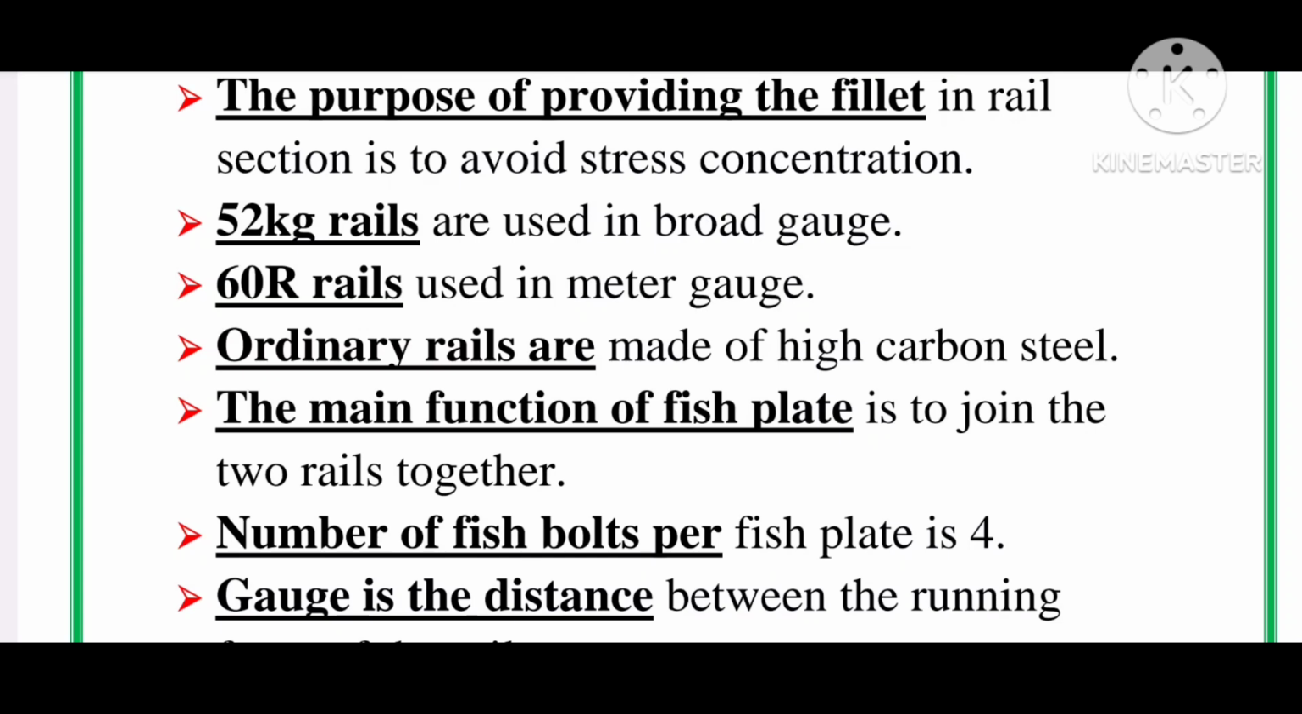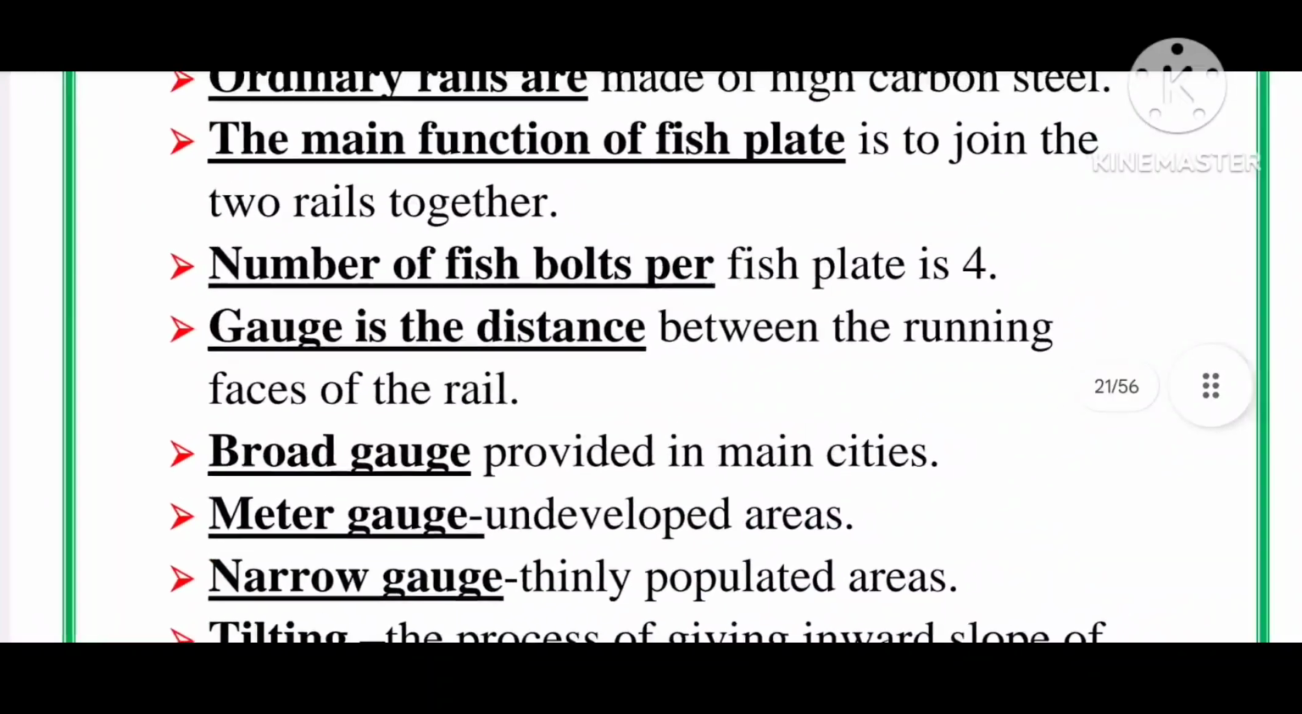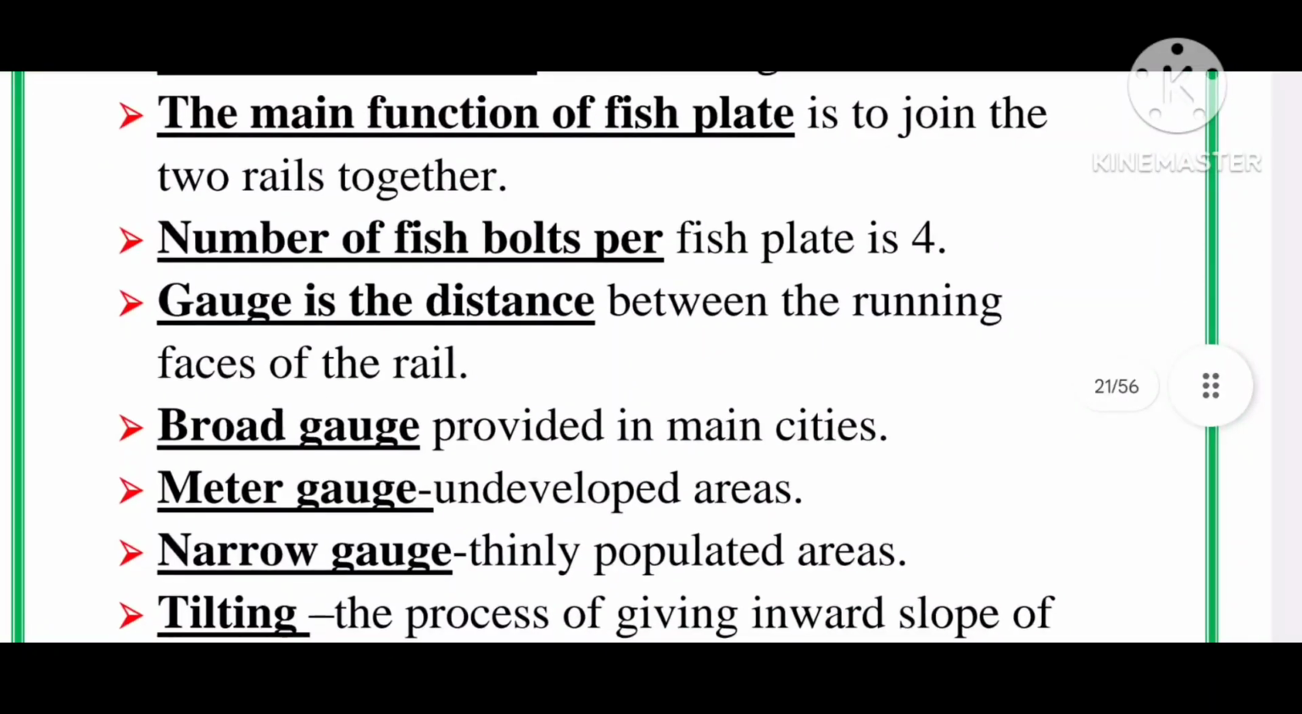Ordinary rails are made of high carbon steel. The main function of fish plate is to join the two rails together. The number of fish bolts per fish plate is 4.